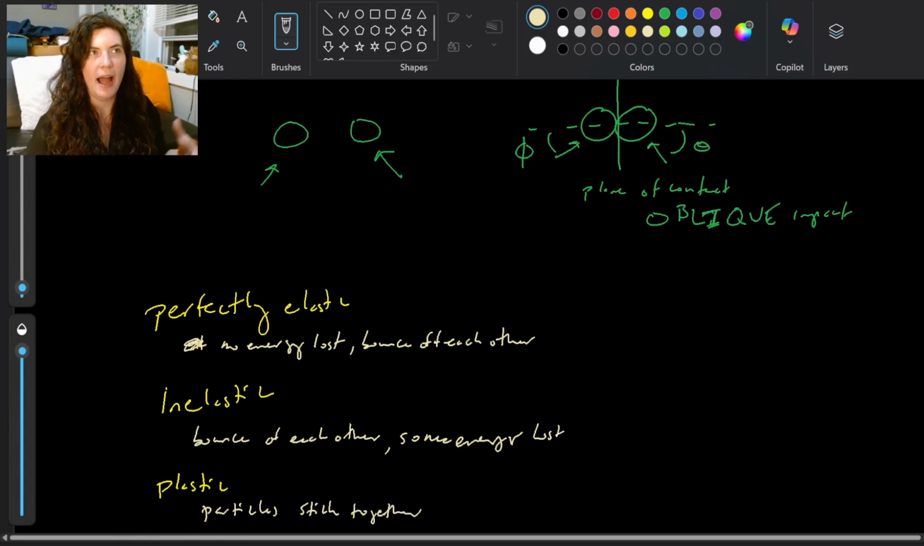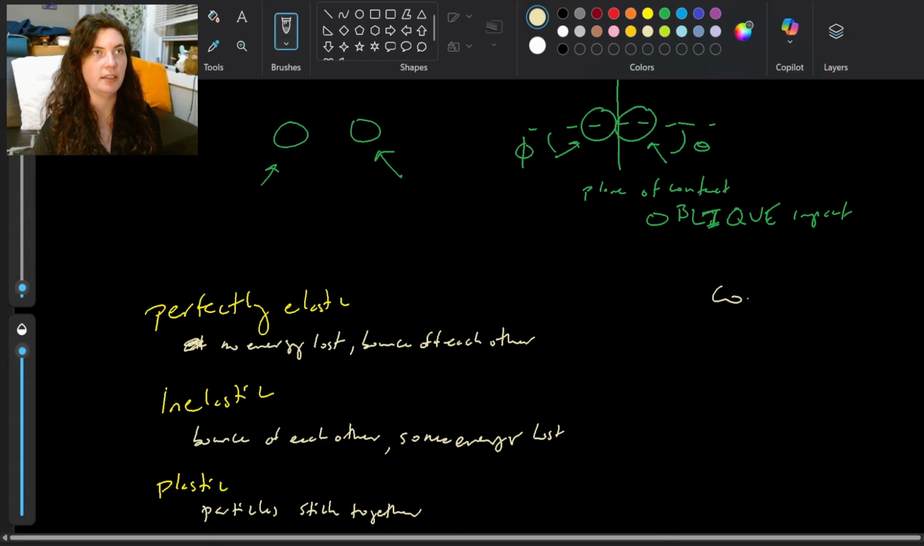But where do these come from? How do we classify things as perfectly elastic or inelastic or plastic? And what do we do with that? These classifications come from something called the coefficient of restitution. And this is how much our particles can deform and then go back into shape as they collide with each other. How much do they collide, deform, go back into shape when they go through that impact? Are they losing any energy when they're impacting with each other?